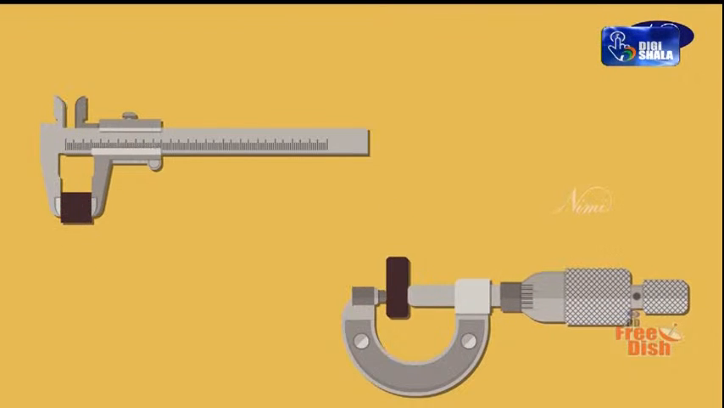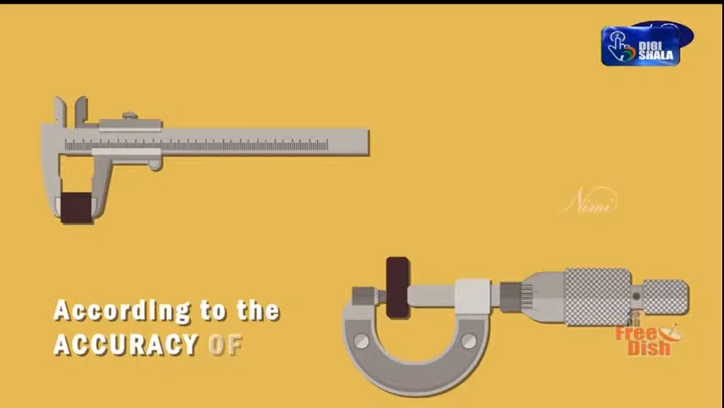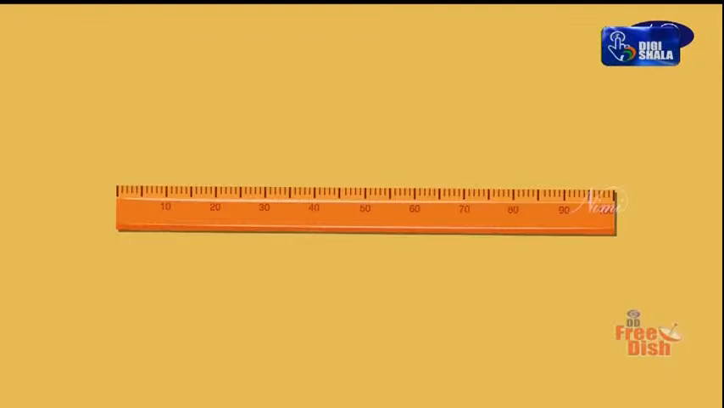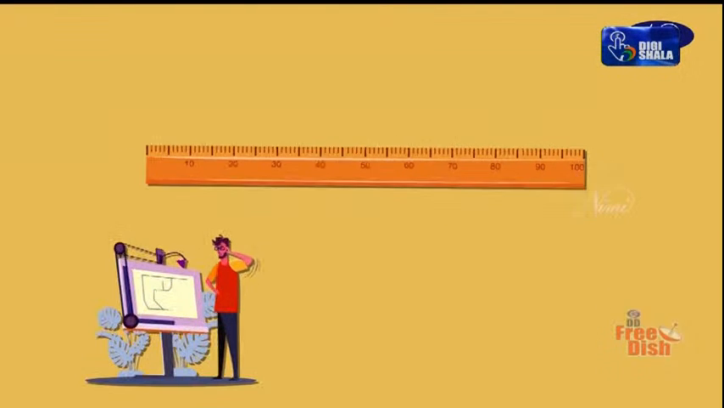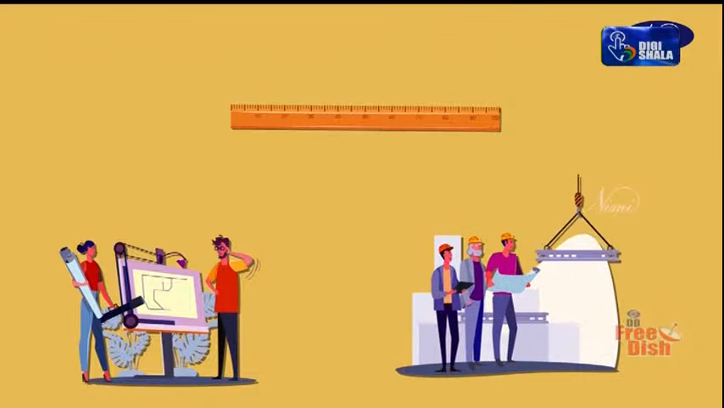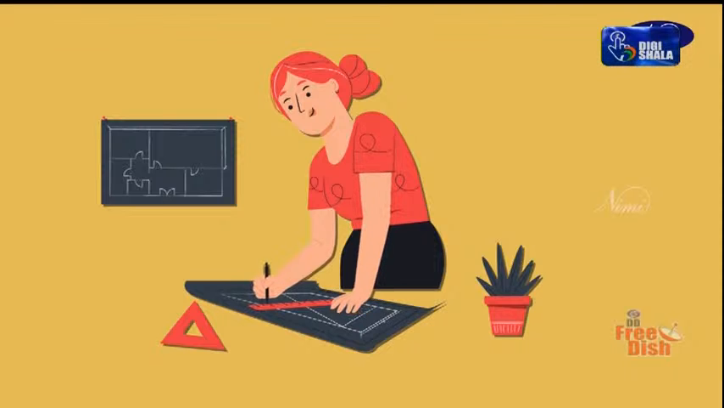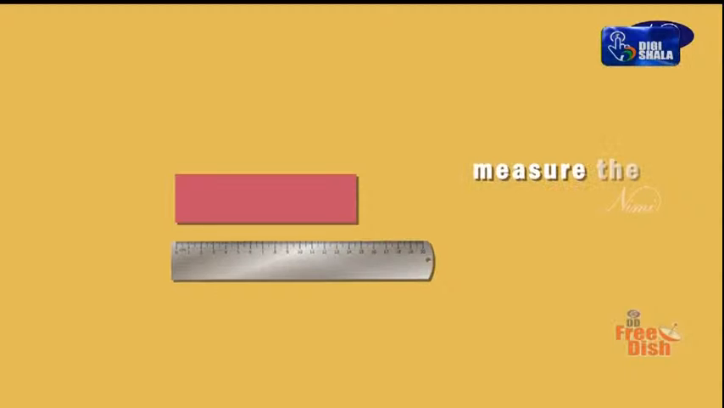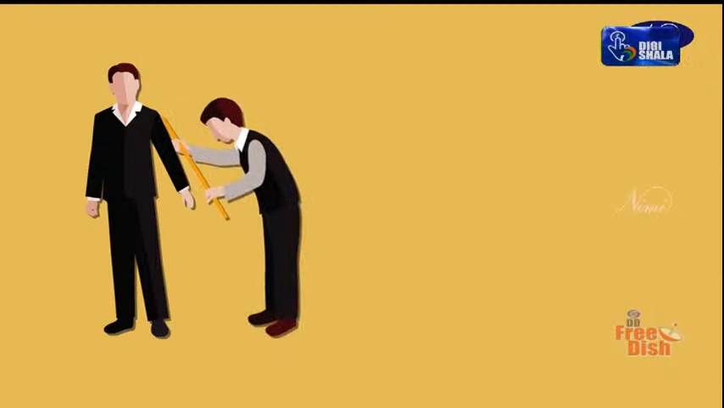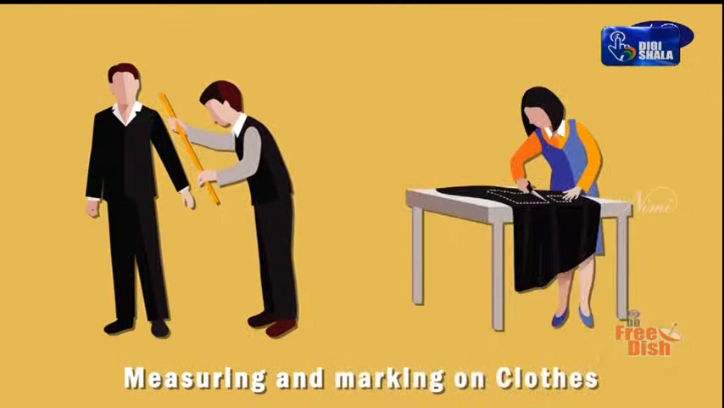Next, steel rule. In modern industry, many types of measuring instruments are used according to the accuracy of the job. For example, a scale is a measuring device used by architects and engineers that assists them in marking drawings to a scale other than full size. A rule is used to measure actual sizes. The tape is used by tailors for measuring and marking on cloths.